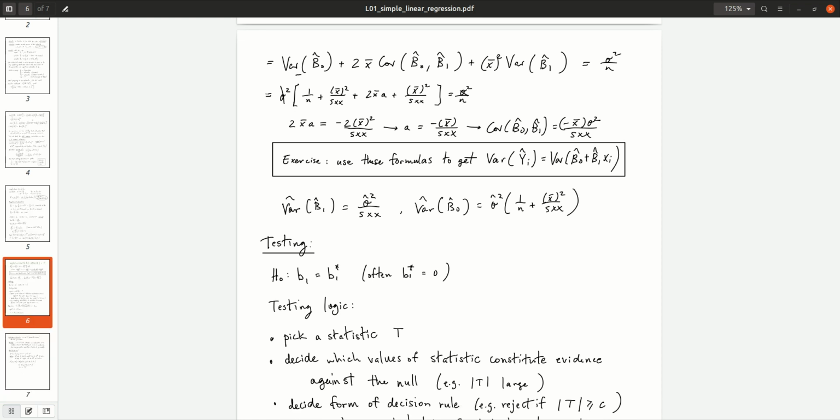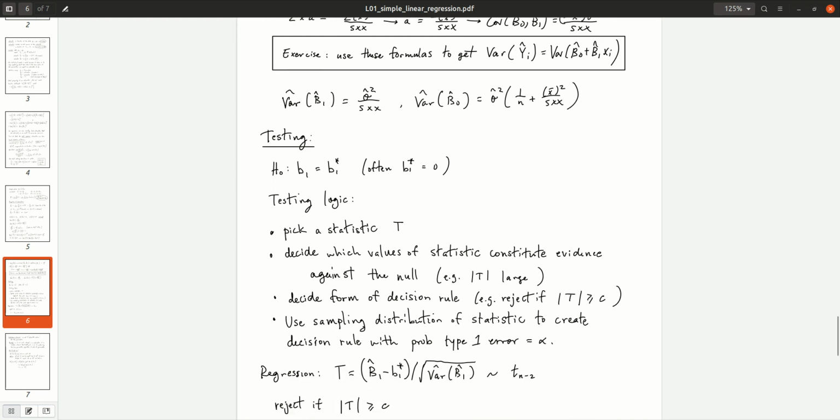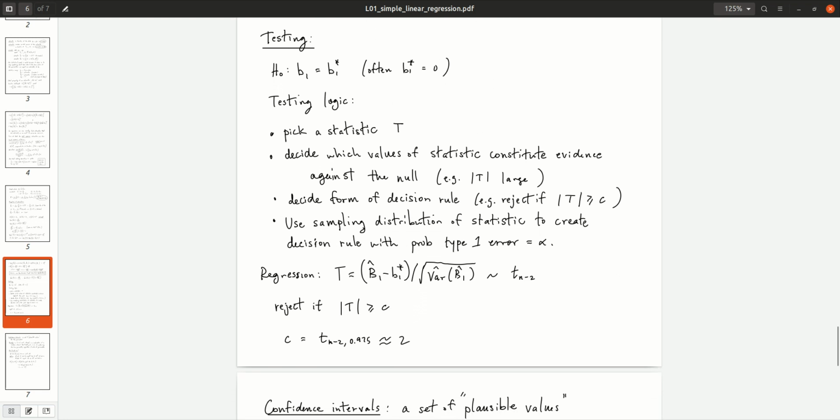Okay, we've come a long way here. We've talked about the simple linear model with one covariate. We've talked about how we get estimates for the parameters. And we've just worked out what the sampling distributions are for some of those estimators. There's a couple more things I want to cover before the end of this module. The first thing is hypothesis testing. So the way hypothesis testing works is you have something called a null hypothesis, H naught.